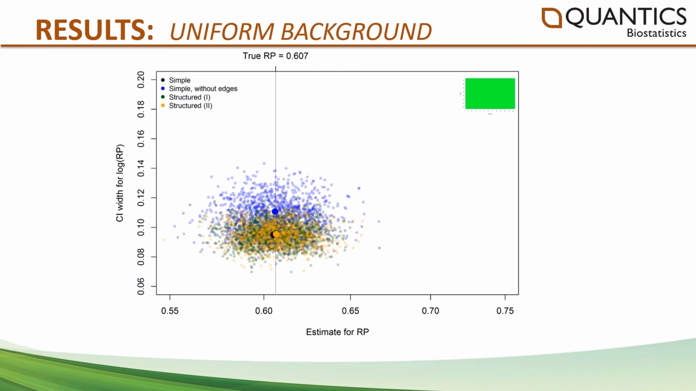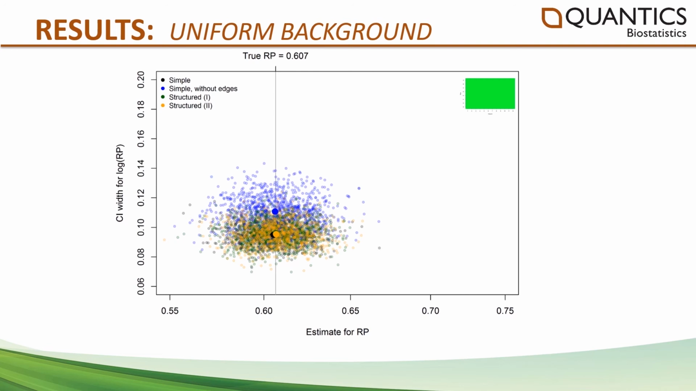And similarly, because there is no background effect, there is no need to exclude the edges. So the only difference here is that excluding the edges shifts that cloud of points upwards. Although we get an unbiased estimate, which is lying on the true relative potency, the variability on average is much higher. And that's, of course, because we have lost 37.5% of our data. So we've got less information, so less precision for our estimate on average.